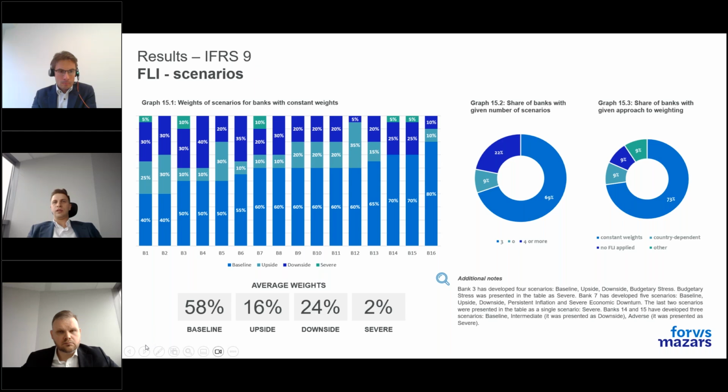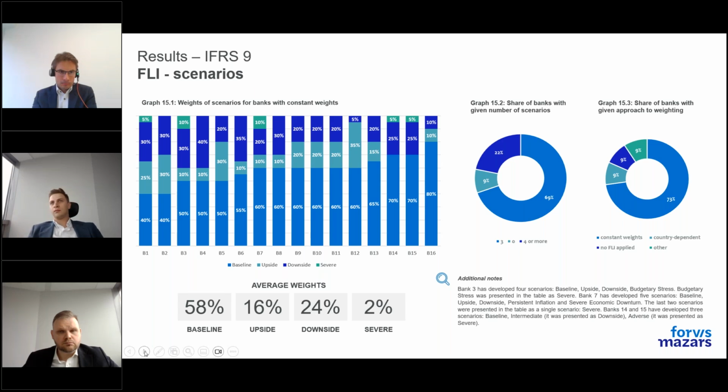Moving to the right, we can see the share of banks with given number of scenarios. We can see that having 3 scenarios is the most common approach. However, 22% of banks are using 4 or even more scenarios. We have found 1 bank which uses even 6 scenarios.